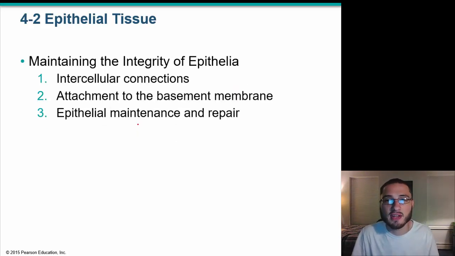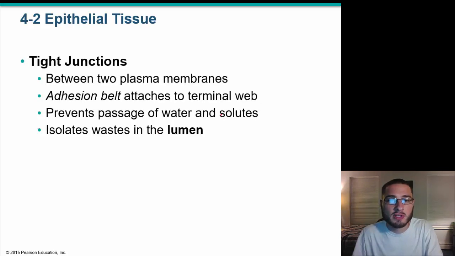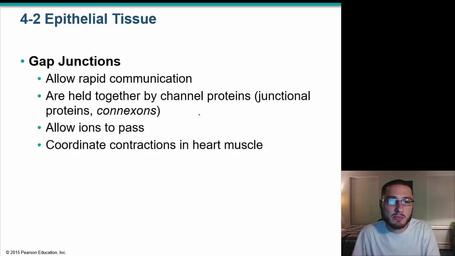Maintaining the integrity of epithelia involves intercellular connections, attachment to the basement membrane, and epithelial maintenance and repair. These are all important in the integrity of the epithelium. There are different types of intercellular connections. You have cell junctions. The three that we talk about are tight junctions, gap junctions, and a big one, desmosomes. You have tight junctions between two plasma membranes, and gap junctions, which allow for rapid communication. So these are big in communication.